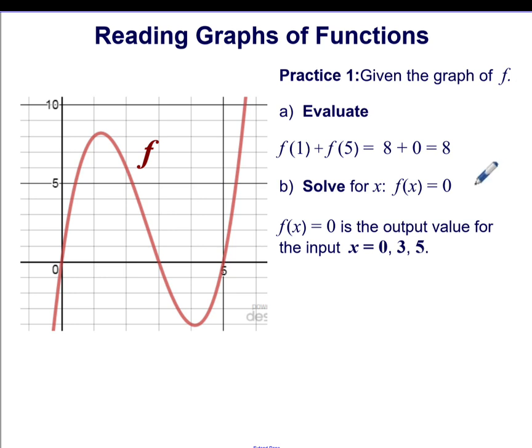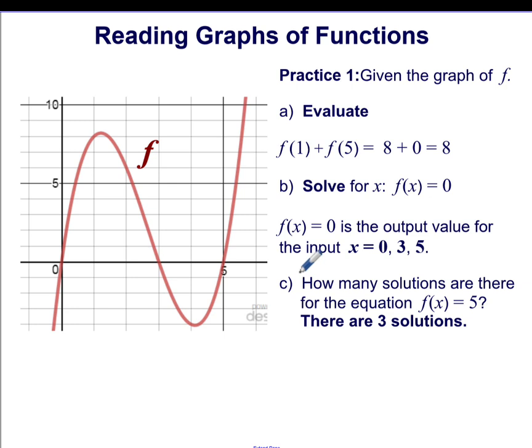For part B, where f of x is equal to 0, we want to solve for x. F of x equal to 0 is the output value for the input of 3 spots: 0, 3, and 5. So the line crosses the x-axis when x is equal to 0, when x is equal to 3, and when x is equal to 5. So these are the 3 values of x which will make f of x equal to 0.